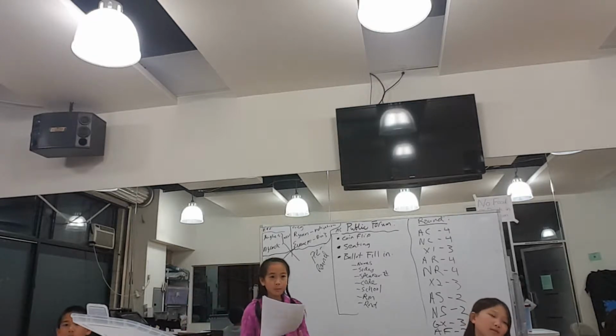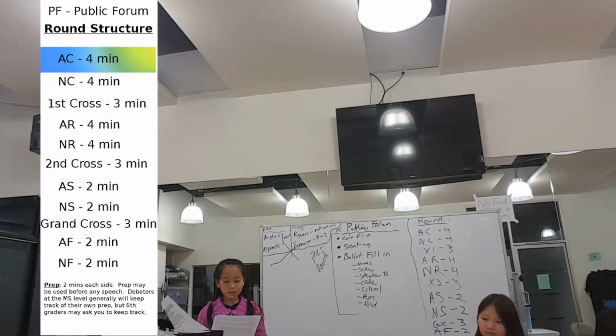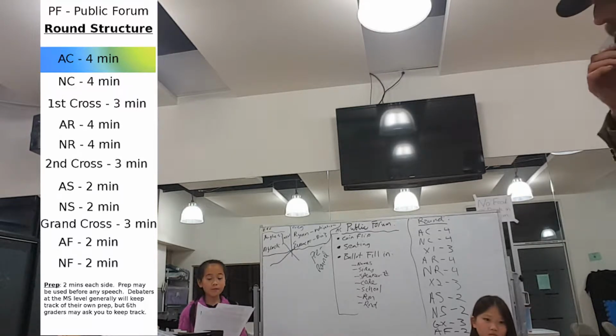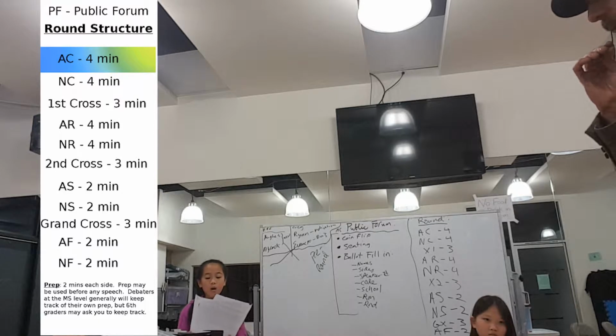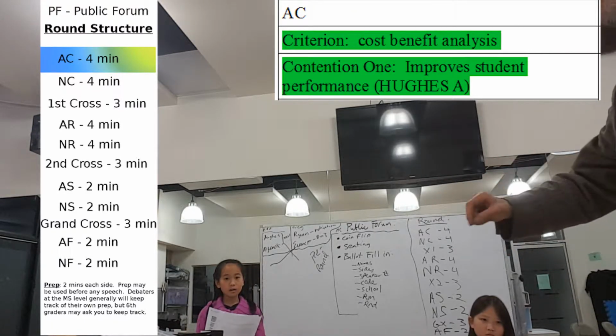Go. Hello, my name is Galena, and this is my partner, Darren. We stand in firm affirmation of this resolution: standardized testing benefits K-12 education in the USA. Our framework is, today, Judge, we will offer a criterion of cost-benefit analysis. This means the side with the most benefits for our app or harms for our neg wins the round. So you note the criterion on your flow.